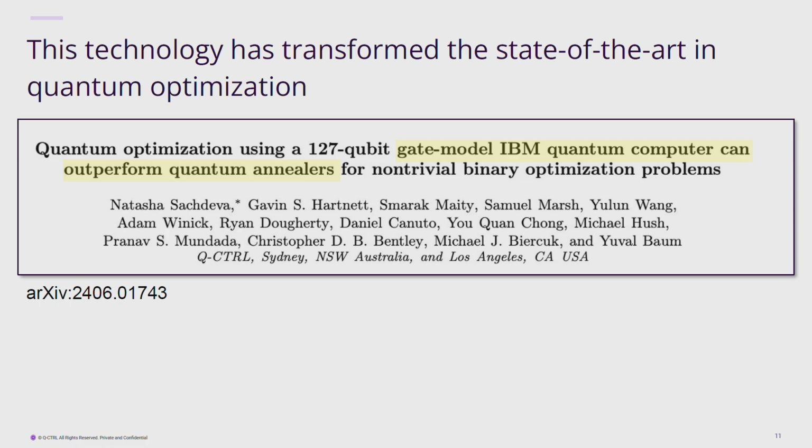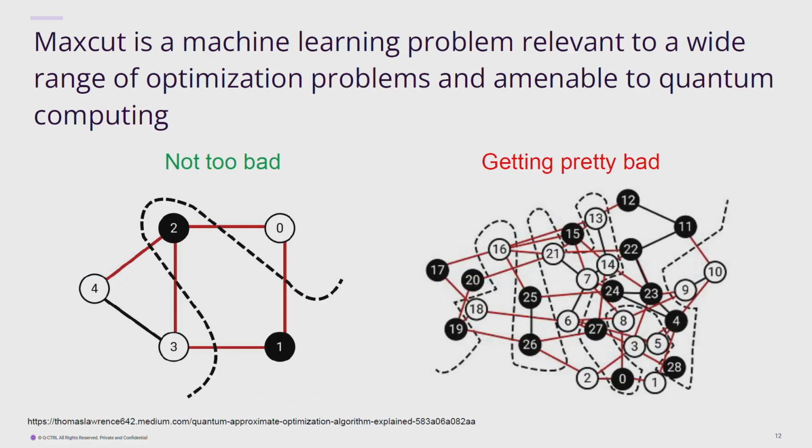Now, this is an exciting result that we published a few months back, or even less than that. We did optimization using 127 qubits on an IBM device. And it was also the first time that we saw an optimization problem being solved more efficiently in a gate-based model than in an annealer system.